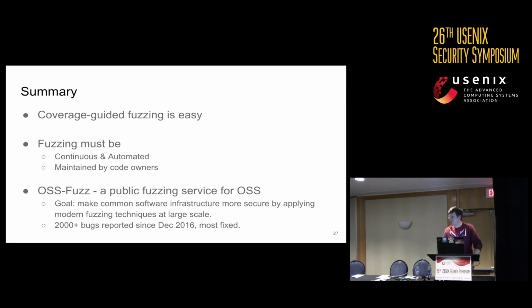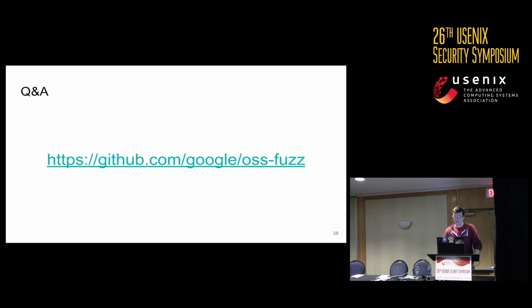And finally, there is a service called OSS-Fuzz. It's a public fuzzing service for open source. Our goal is to make common software infrastructure more secure by applying modern fuzzing techniques at large scale. Since December 2016, we found over 2,000 bugs in open source projects, and most of them were fixed.